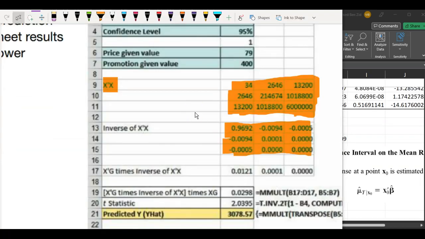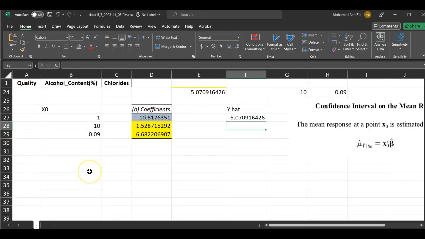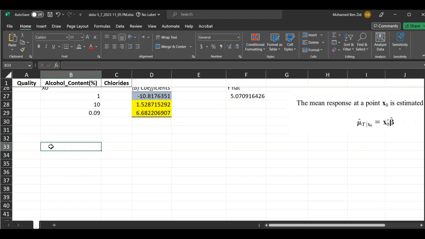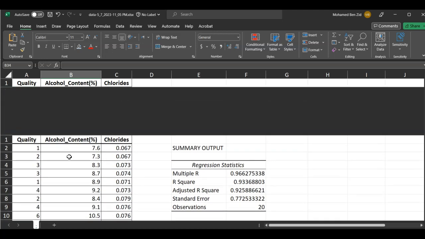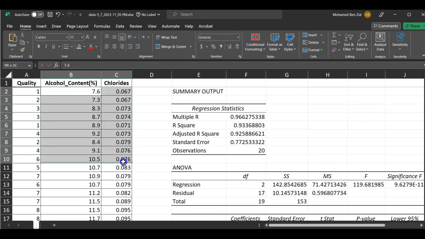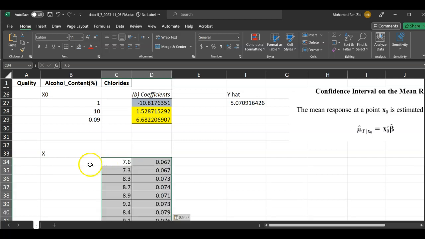So now we want to proceed with the value x prime times x in order to get this matrix over here, similar at least, right, with our data. So how can we do this? First of all, you need to define your matrix x. And the matrix x is nothing else than the values of the x's. I'm going to select all the values of the x's, copy them and paste them over here. I'm going to skip the first column. The reason I skipped the first column is because the x matrix always has to start with a column of 1s.